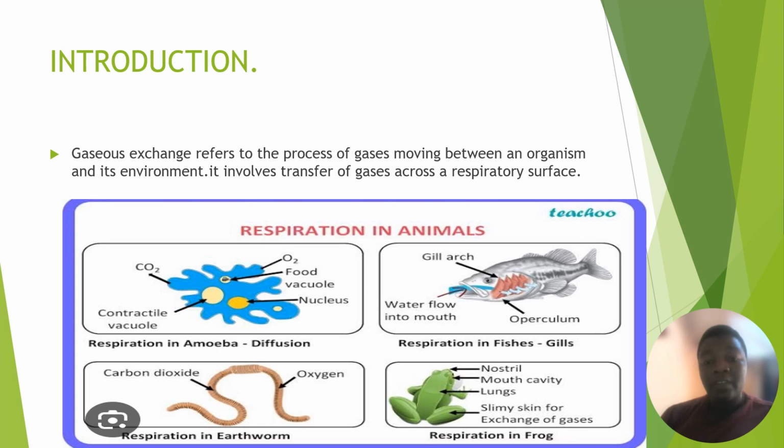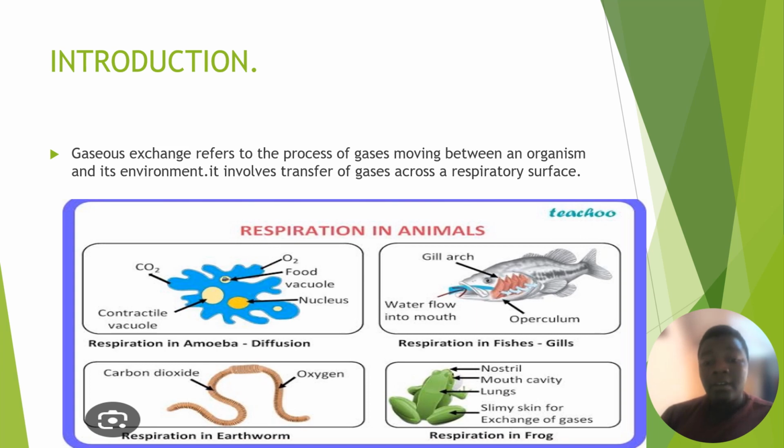We have the gill filaments, and in the gills, oxygen is taken in through the water, which is taken in through the mouth of the fish, and the gill is located below the operculum. Operculum is what covers the gills. As we continue, we have the earthworm. In the earthworm, we have the spiracles, and the earthworm takes in oxygen and releases carbon dioxide, just as the other animals. We also have the frog.